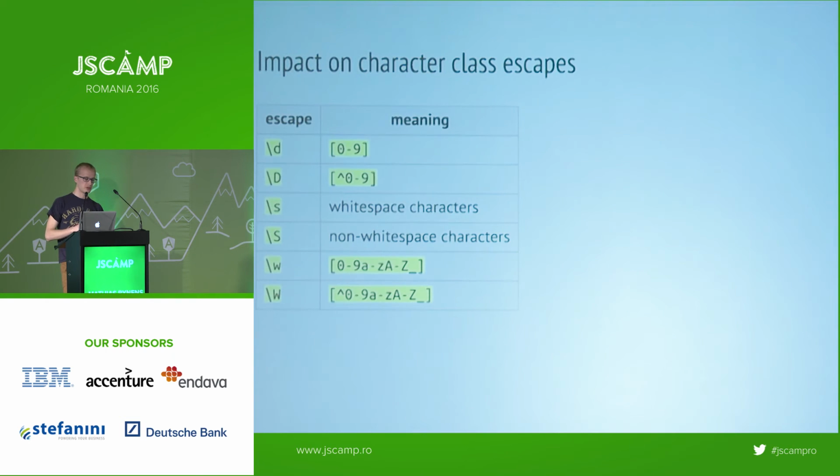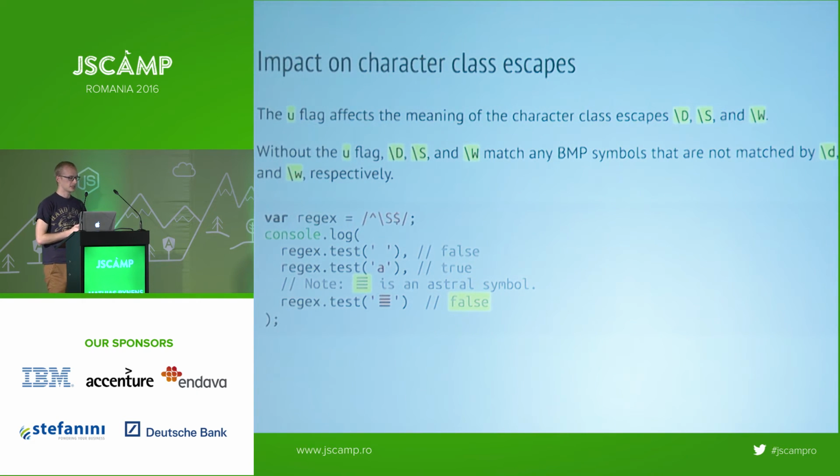Now, there's also an impact on character class escapes, and these are things like \d in lowercase or uppercase, \s for white space, or \w for word characters, which apparently are numbers from 0 to 9, letters from A to Z in uppercase and lowercase, and the underscore symbol. So the U flag affects these as well.